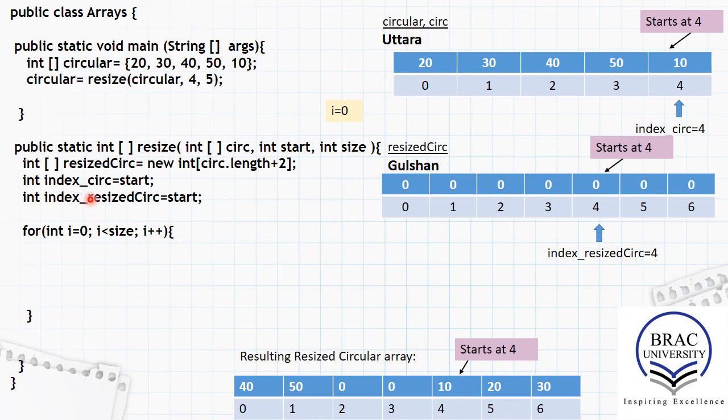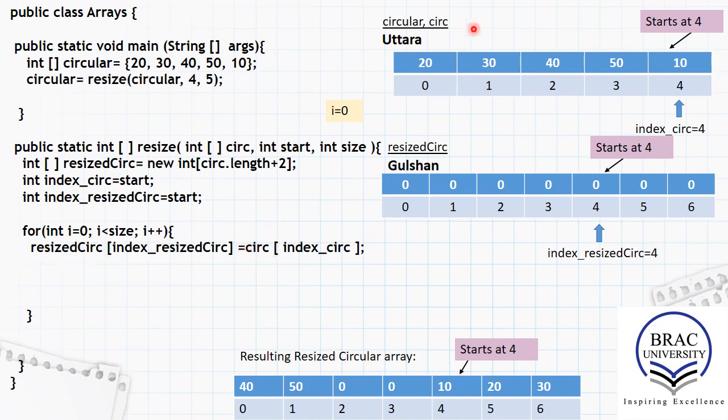After this line, index_circ will point at 4, and index_resized_circ will also point at 4. So understand that this array's index will be controlled by index_circ, and this array's index will be controlled by index_resized_circ. So in the loop, I should copy the value from Uttara to Gulshan. So the line should be like this.